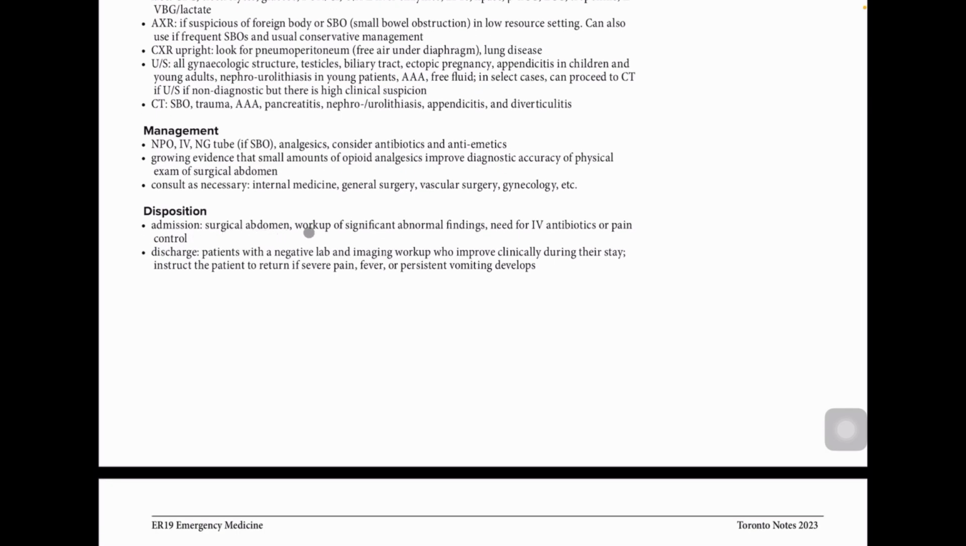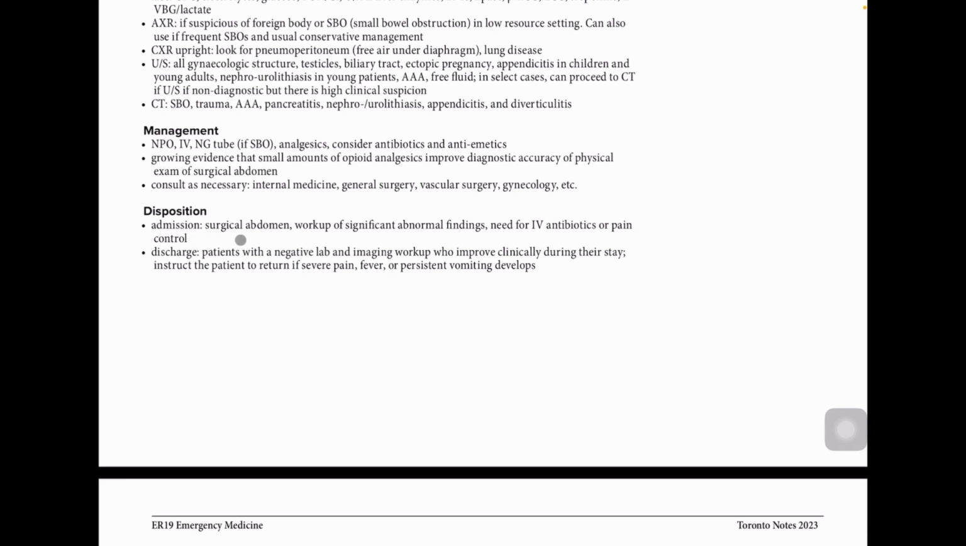Disposition, admission, surgical abdomen, workup of significant abdominal findings. Need for IV antibiotics, pain control, discharge patient with negative labs and imaging workup who improve clinically during their stay. Instruct the patient to return if severe pain, fever, persistent vomiting. So when to discharge and when to admit. So this is the disposition that you need to know.